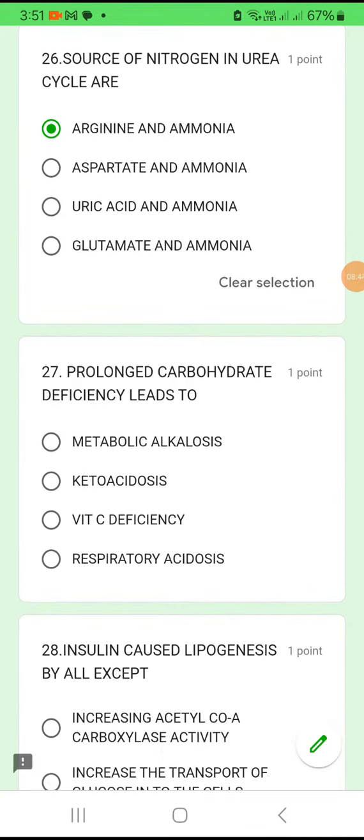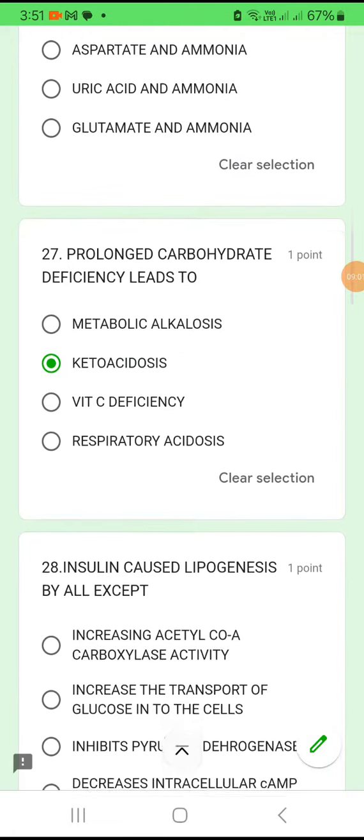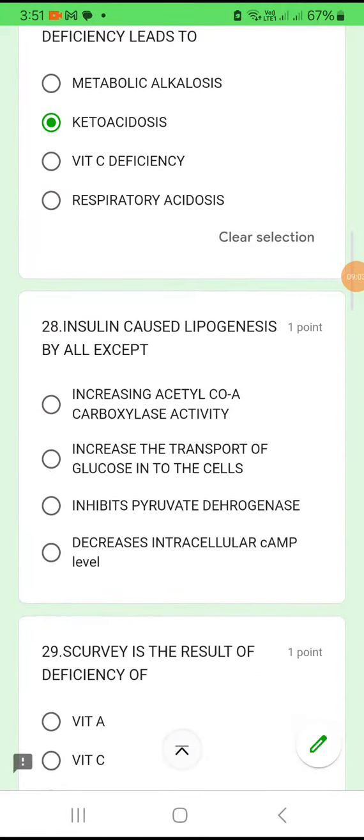Question number 27. Prolonged carbohydrate deficiency leads to metabolic alkalosis, ketoacidosis, vitamin C deficiency, respiratory acidosis. Okay, if you have prolonged carbohydrate deficiency, it will result in ketoacidosis. Okay.